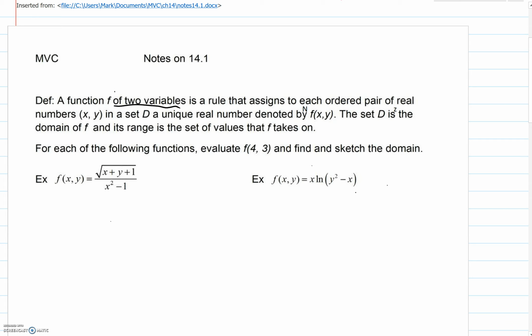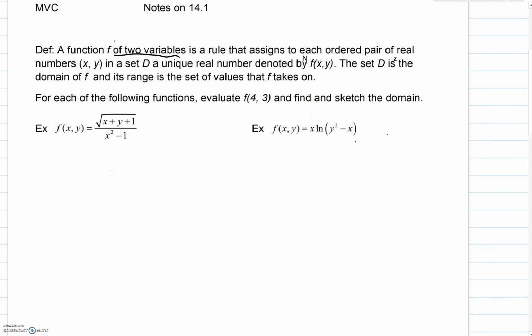The set D is the domain of your function, and its range is the set of values that f takes on. So here we have a couple of examples. It says, for each of the following functions, evaluate f of 4, 3. Well, we can do that very quickly right here. It's like plugging in the ordered pair x equals 4, y equals 3. And you can see very fast, we'd get 4 plus 3 plus 1.